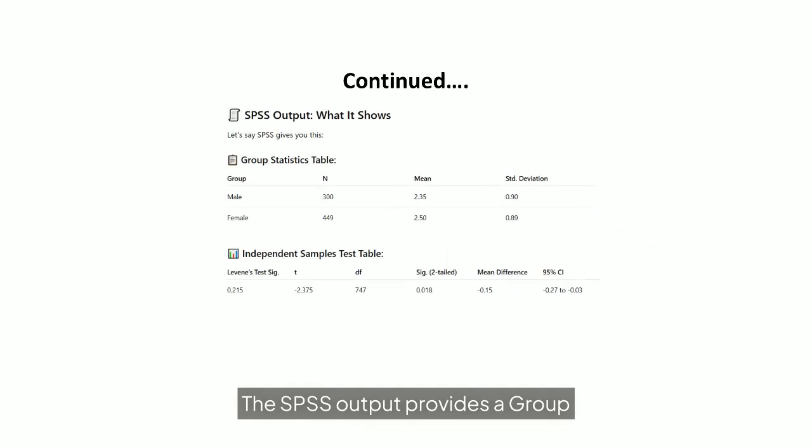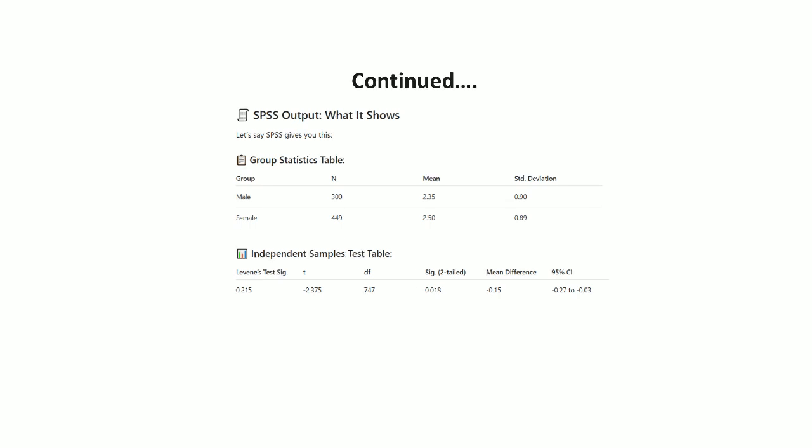The SPSS output provides a group statistics table and an independent samples test table. For instance, if males have a mean of 2.35 and females 2.50, the test can reveal significant differences. This data helps in understanding group-specific trends and variations.